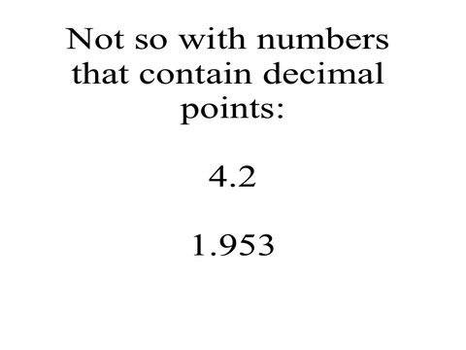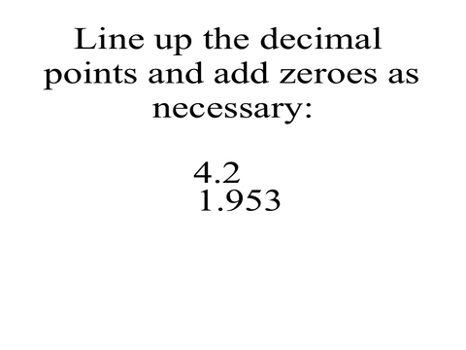Here's 4.2, could also be read 4 and 2/10, and 1.953, which could be read 1 and 953 thousandths. One way to compare these numbers is to stack them up as shown and line up the decimal points and then fill in zeros as necessary. And now we see 4 and 200 thousandths and 1 and 953 thousandths, and that means that our number 4.2 is larger than 1.953.